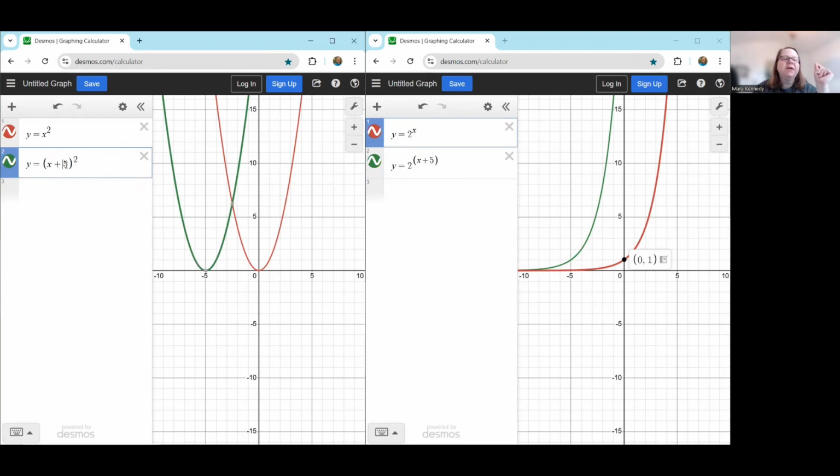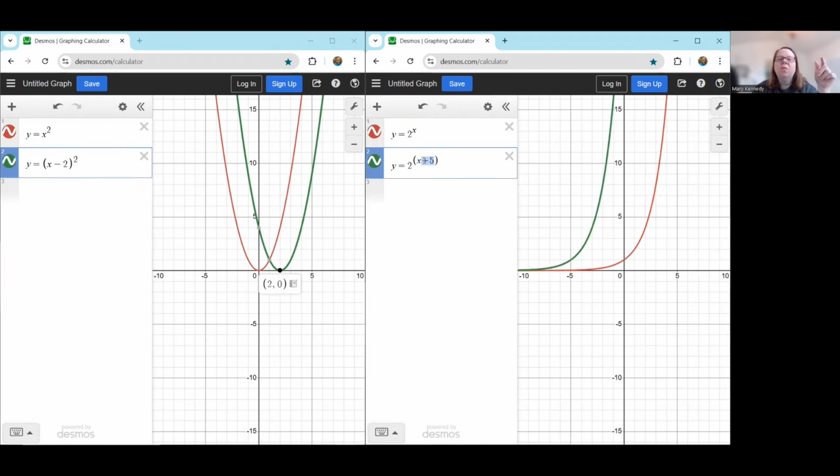All right, so let's say we want to go right 2. Okay, so right means opposite of what I expect. Instead of plus, that should be a minus, and then 2. So -2. Yep, the green one went to the right 2 units. So let's do the same thing over here. I want to go right 2, so I need to do the opposite. So -2. The green one went right 2.